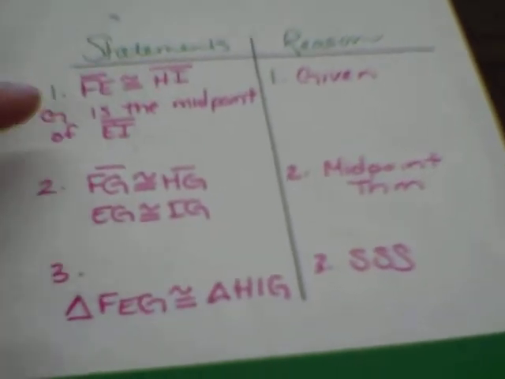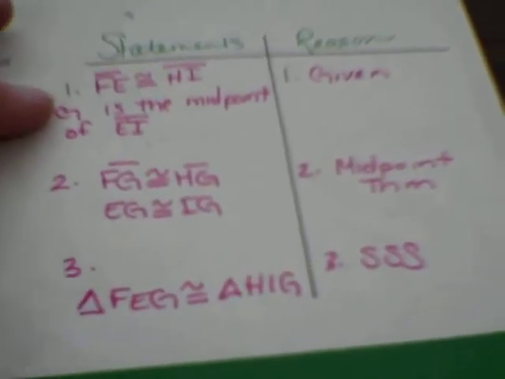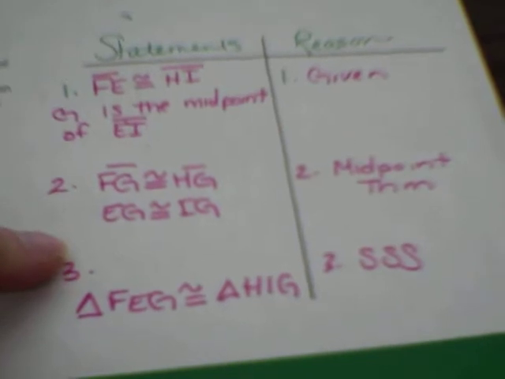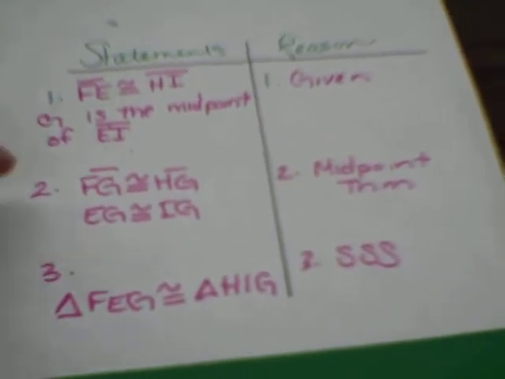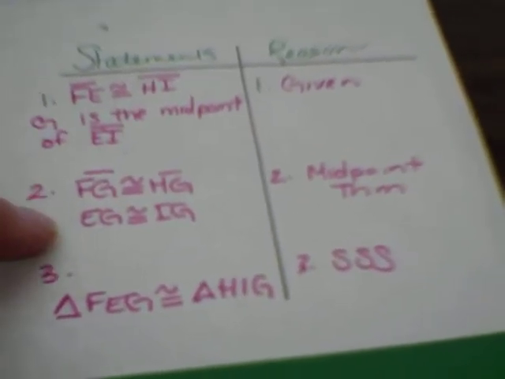When you write these proofs out, you should always write in the order that you're going to prove something in. So if you're using side, side, side, you're going to use side, and then you have your two sides in this case, and then your statement saying they're congruent to each other.